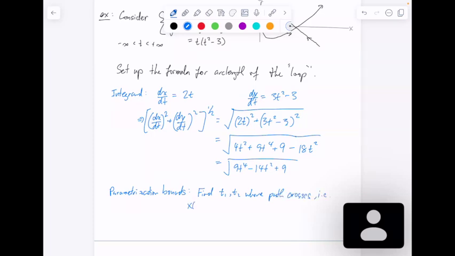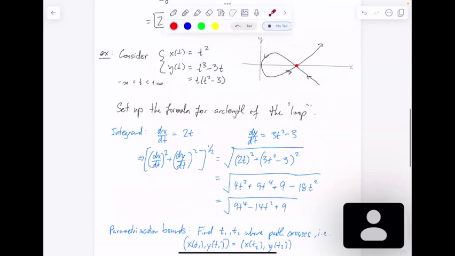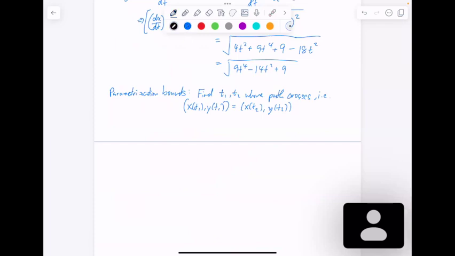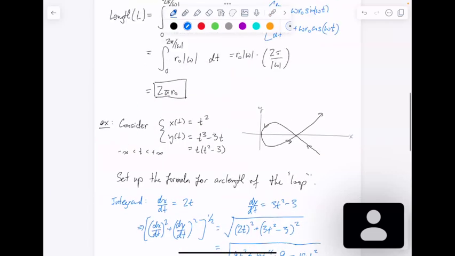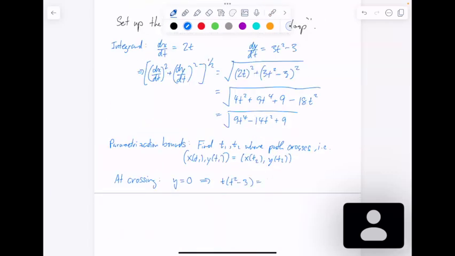So the strategy here is, find t1, t2, where the path crosses, so you want x of t1, y of t1 to be equal to x of t2, y of t2. And you know that where the path crosses, y has to be equal to 0, right? So at intersection, you know that y is equal to 0, which means that by our parameterization here, t cubed minus 3t has to be equal to 0. Or in other words, you have t times (t squared minus 3) must be equal to 0.